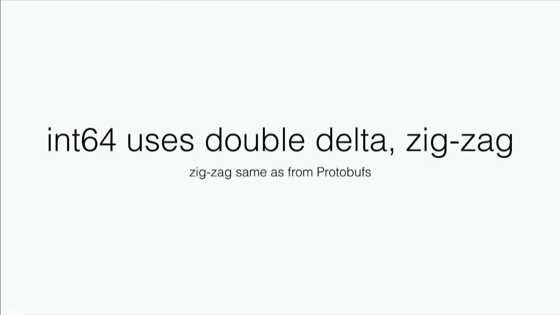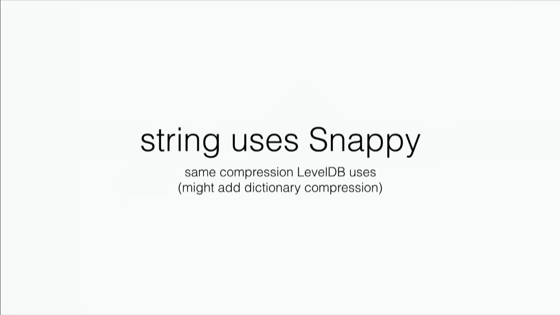Booleans are bits, those are easy to compress. For int64, we use double delta or zigzag encoding. Zigzag's the same as protobufs. And then finally, for strings, we use snappy. We're thinking about adding dictionary compression. I mean, we've been thinking about adding that for like a year and a half. It's just one of the long laundry list of features that we want to get to at some point.